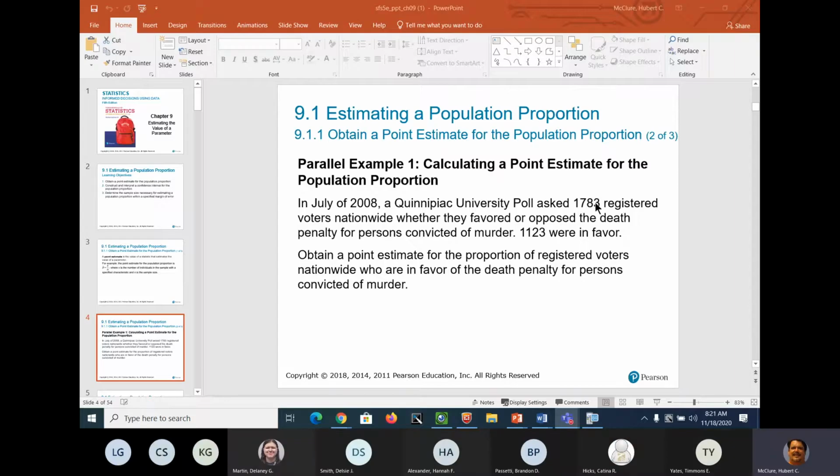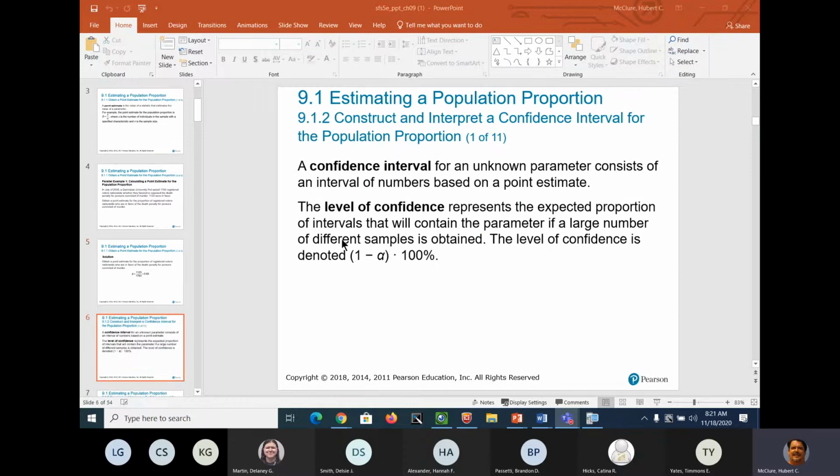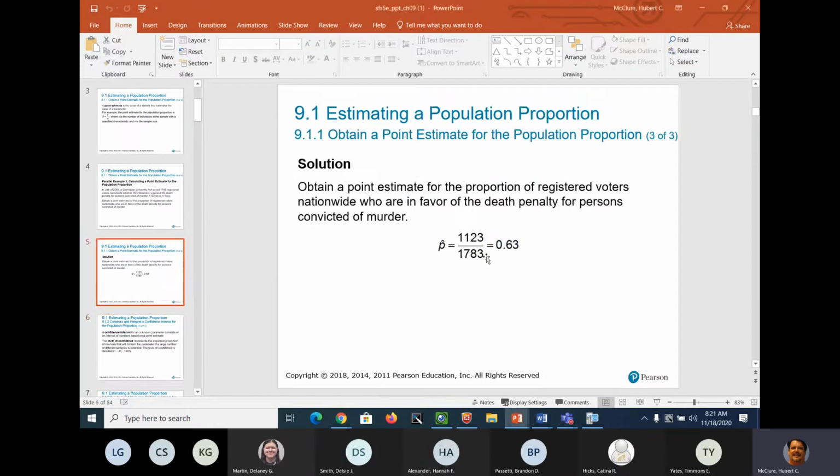So 1783 is n, 1123 is x, so x over n is p hat, and that should be what they do on the next page. There it is. So that's chapter 8. So what is chapter 9?